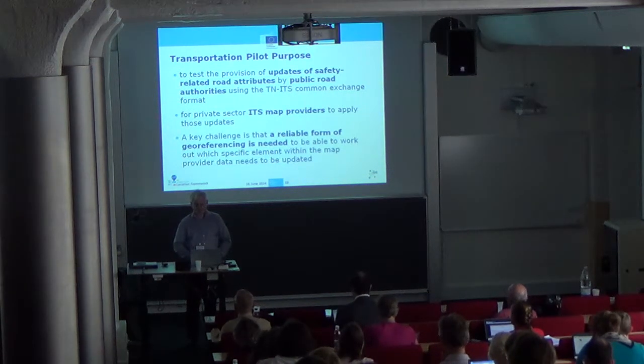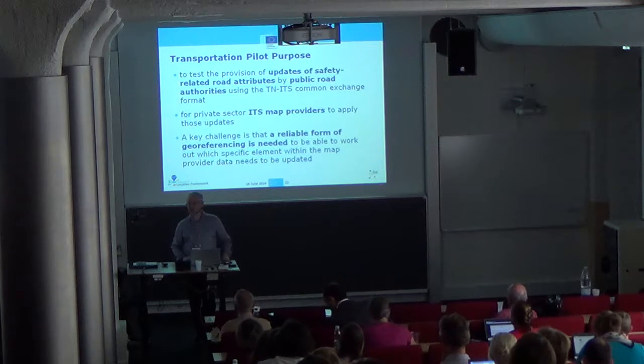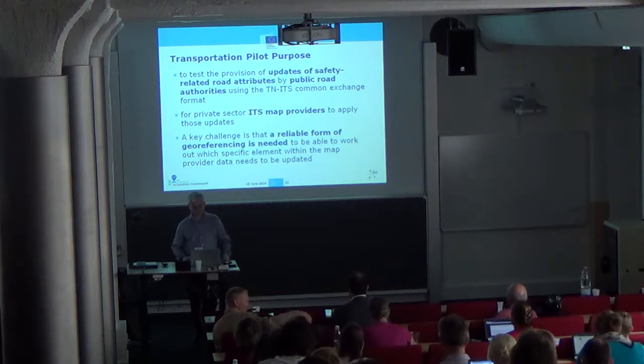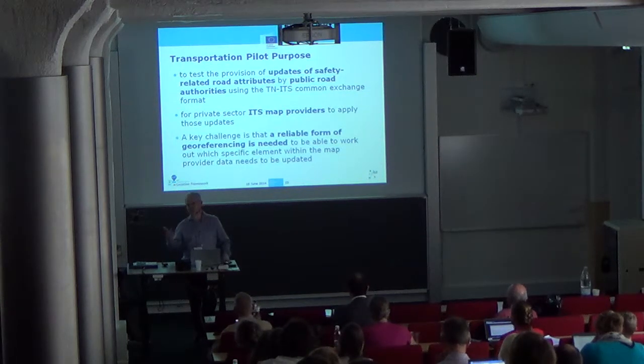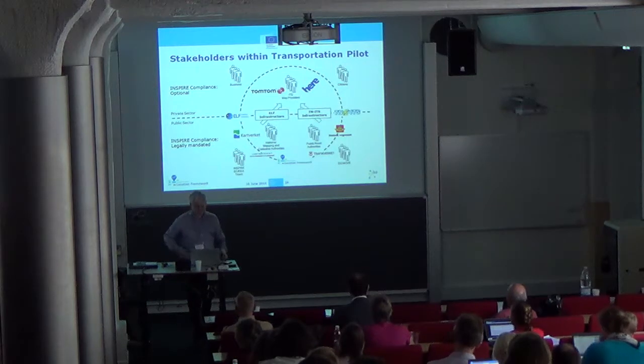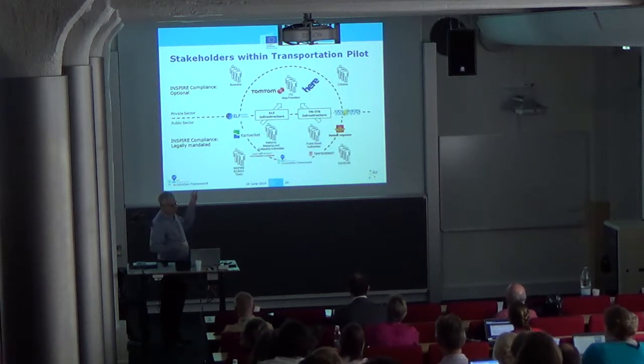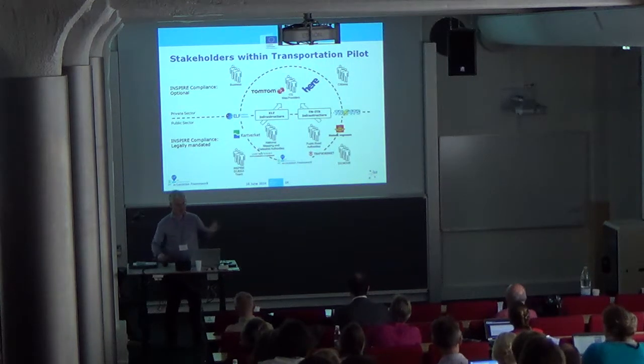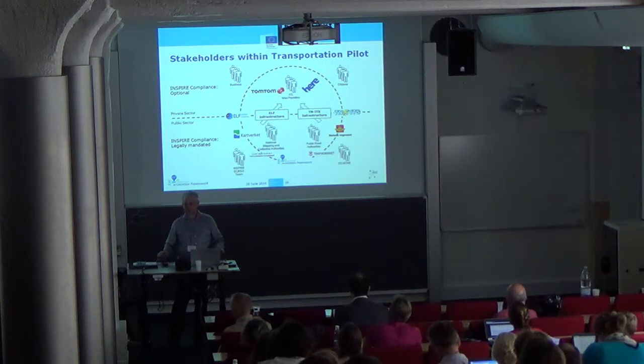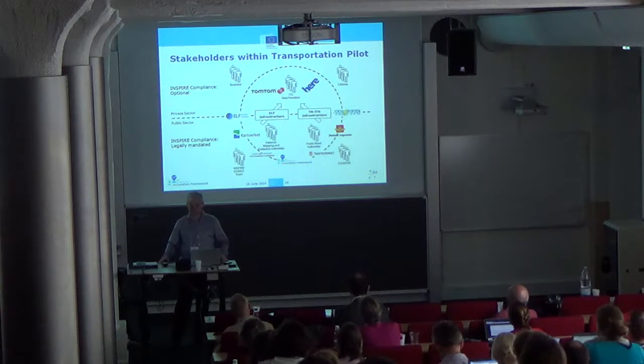This has been going on within map providers, so ITS map providers, so that's organizations like TomTom or Nokia HERE, to maintain their data. And to be able to share this attribute information, you need to be able to locate it quite accurately. So one of the key challenges is around this reliable form of geo-referencing. And this diagram is trying to draw out the landscape of stakeholders. So who's benefiting and how are they benefiting? And this has been based on quite a lot of discussion between the various parties.